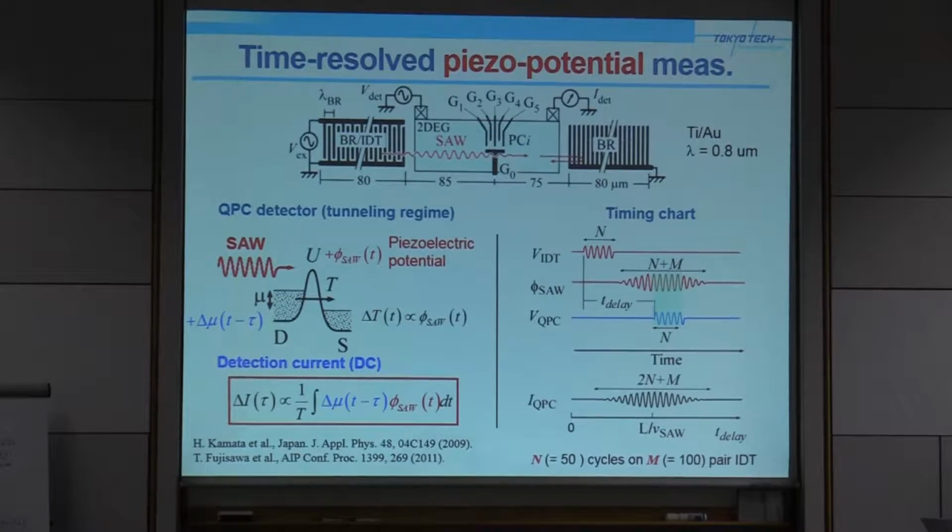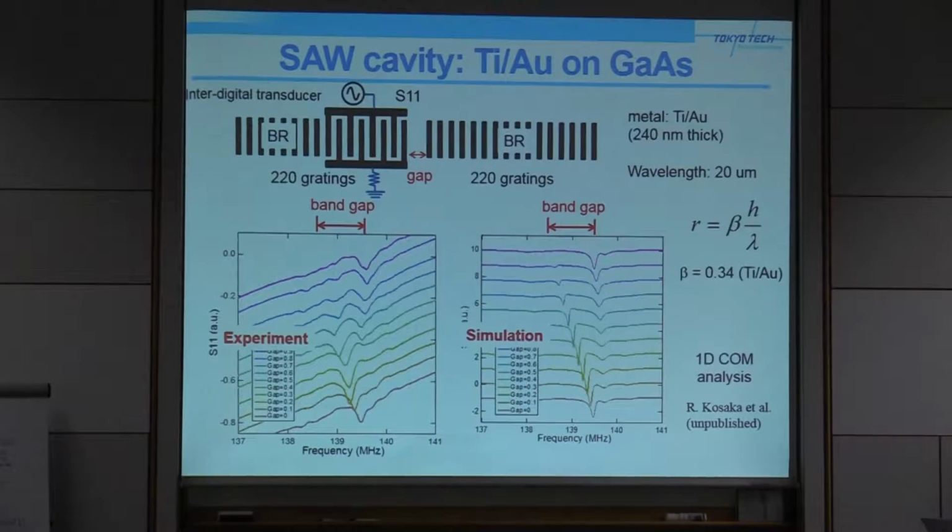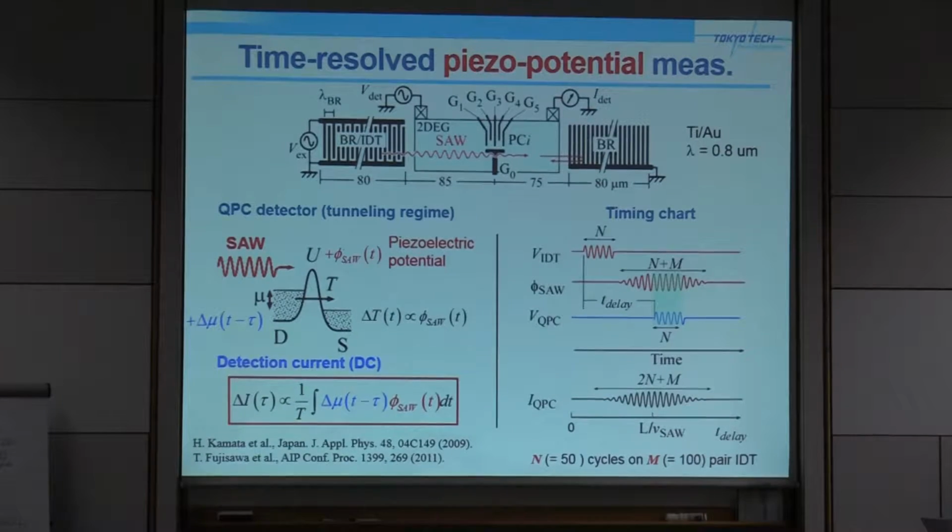In the previous slide, when we think gap was 0.5, 0.4, what's the unit? Is it micron? I think it is half lambda, the period of the grating. Okay, so let me see.